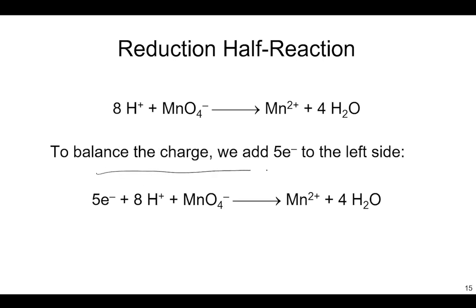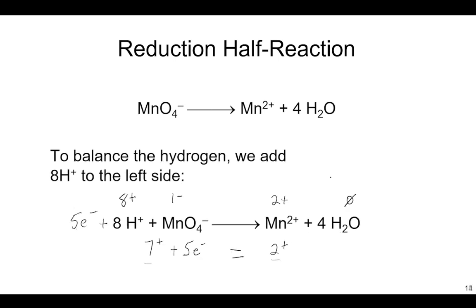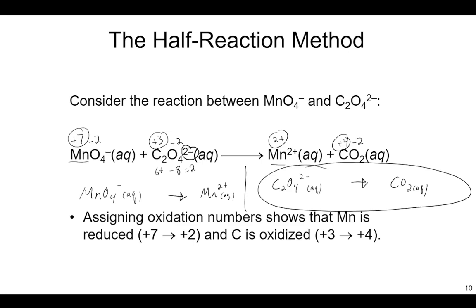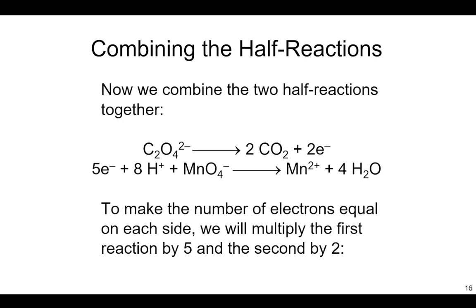Okay, so that's what I've shown here. 5 electrons on the left, and now my total charges will balance. 5 negatives plus 8 positives plus 1 more negative is 2 plus overall on the left and 2 plus overall on the right. Okay, so all of that just to do the first 3 steps here, balancing my 2 half reactions separately. Now I want to add these 2 half reactions together, but before I do, I need to make sure that the electrons are going to exactly cancel.